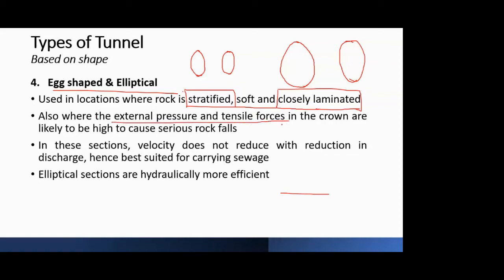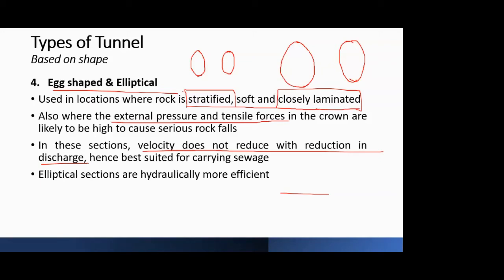And again, they are good at taking external pressure and tensile forces. And the main thing about this egg shape or elliptical shape is that the velocity does not reduce with reduction in discharge. That is, if I am going to use them for water supply or sewage supply, we'll focus more on sewage discharge.